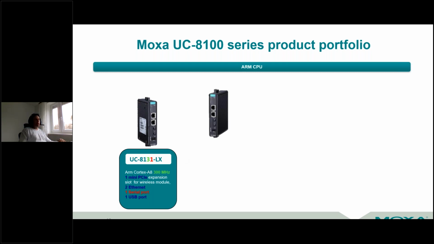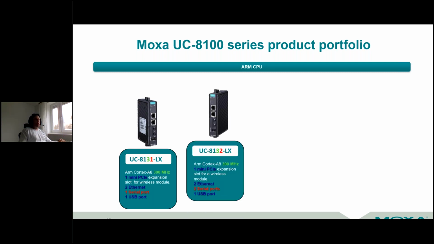The next representative of this computer is the UC-8132, which is also based, as you guess, on a 300 MHz processor, with 2 Ethernet and 2 serial ports, which is depicted by the number 2 at the end of the name of the device.